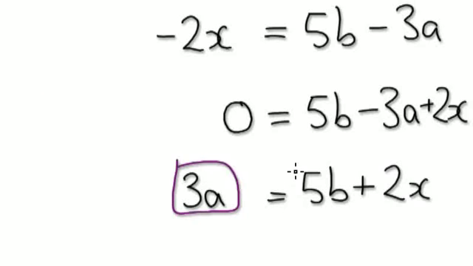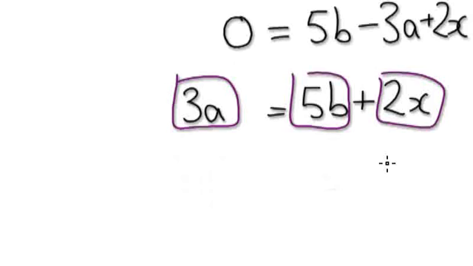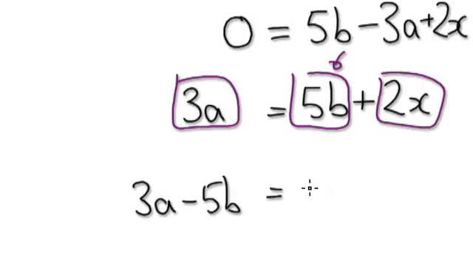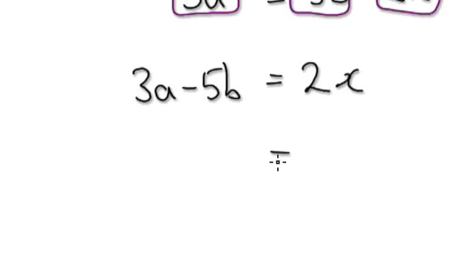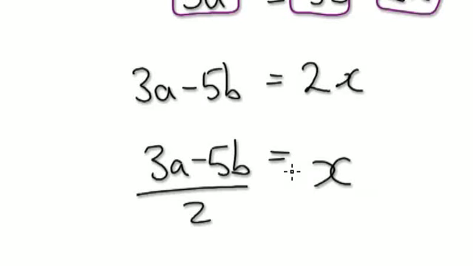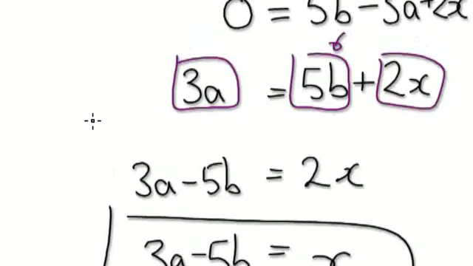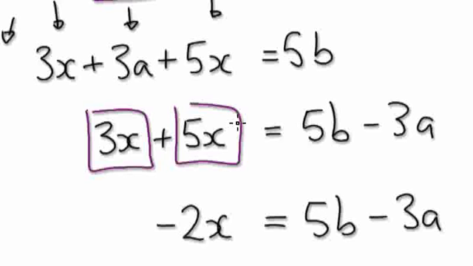Now visualize this equals this plus this. Now let's kill off this thing here. So it will be 3a minus 5b equals 2x. Now divide both sides by 2. So (3a minus 5b) over 2 equals x. You can still do it, but it's my fault. I gave you a silly example.